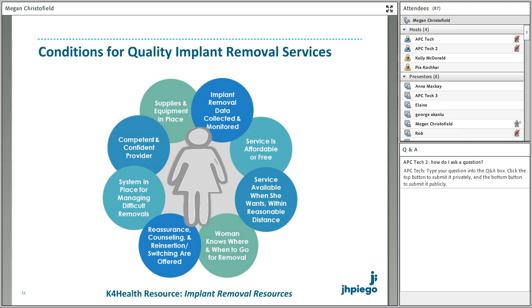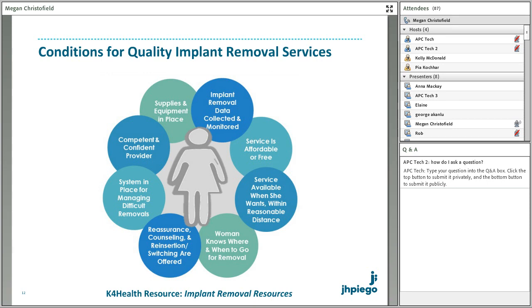So the next lesson that I wanted to highlight was that programs should consider the needs of implant users not only at initiation, but for follow-up care and removal as well. Here we have a simple graphic developed by the Implant Removal Task Force, and the graphic demonstrates the conditions that should be in place in order for a client using a contraceptive implant to be assured access to quality implant removal services. So for example, implant clients should know where and when they can get their implant removed, and those services should be available when she wants them and within a reasonable distance. At the time of removal, she should be offered reassurance and counseling, reinsertion, and the option to switch or discontinue a method if she would like.